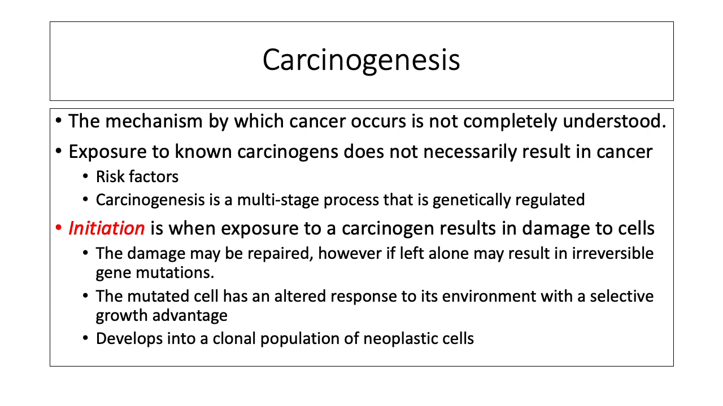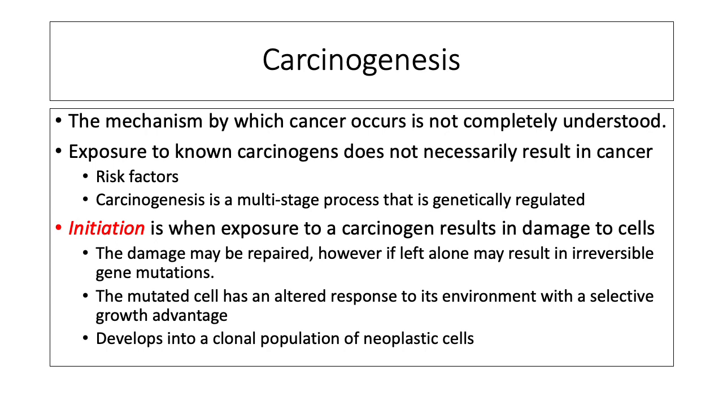So moving on to the first stage. The first stage is the initiation process, and this is when exposure to a carcinogen results in damage to cells. And here the damage to cells that we are really talking about is to the genetic material. So the damage may be repaired, like I said earlier. However, if it is left alone, it may result in irreversible gene mutations. And the moment that you have irreversible gene mutations, and then the cell starts to multiply, those irreversible gene mutations then cause either inactivity of a certain gene related to the cell cycle, then we might start to have some issues. So the mutated cell has an altered response to its environment with a selective growth advantage.